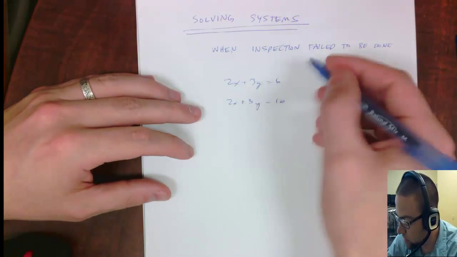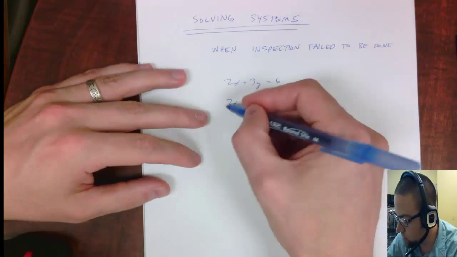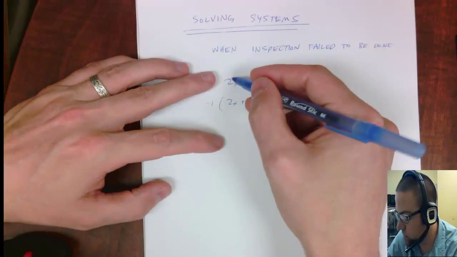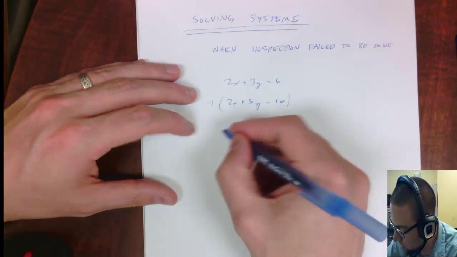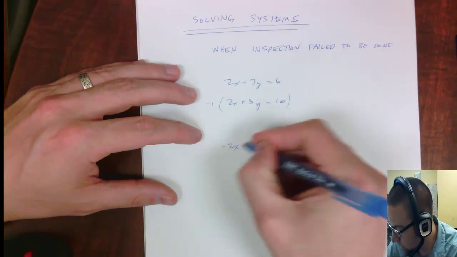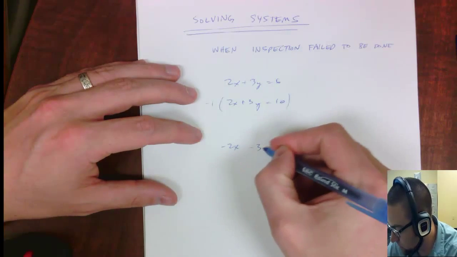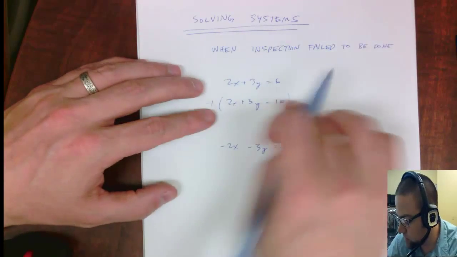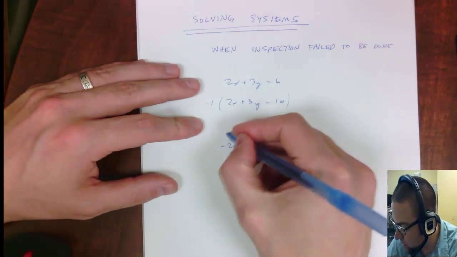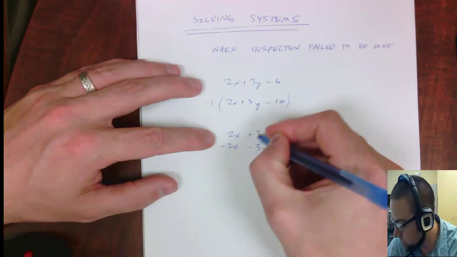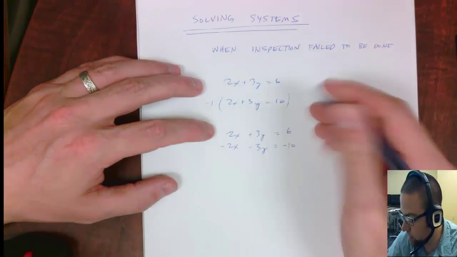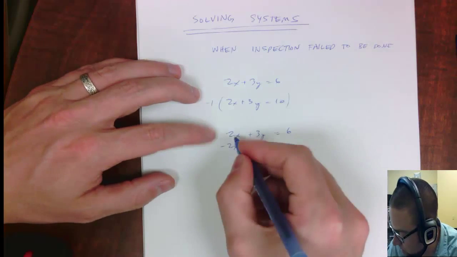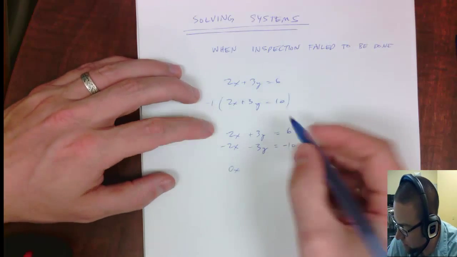So I want to make these cancel, so I'm going to multiply this whole equation by -1 to make that a -2, just so I can eliminate the x's. So when I do that, I get -2x, -3y, -10 when I multiply both sides of the equation by -1. And now I'm going to add these two equations together just by my typical method of elimination. So when I add them together, I get 0 x's.